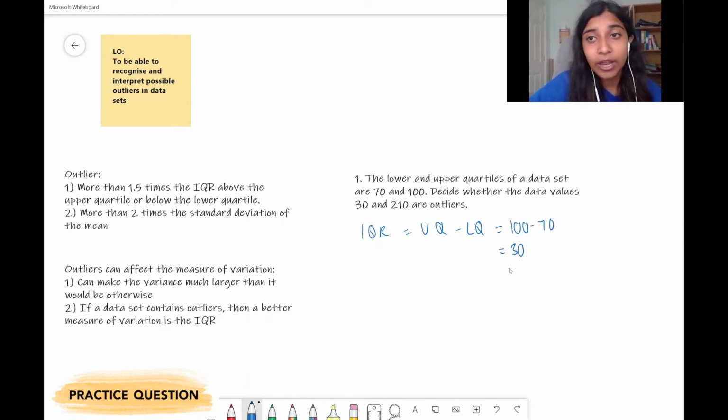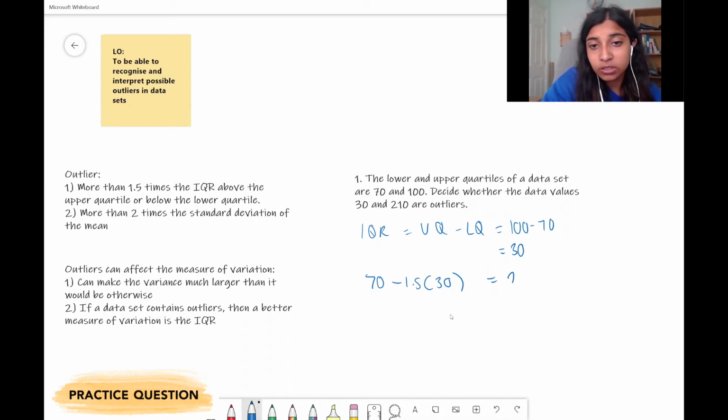Now we can work out our lower fence for outliers. That is the lower quartile, 70, minus 1.5 times the interquartile range, which is equal to 25. For the upper fence, we take the upper quartile and add 1.5 times the interquartile range, which is 30, giving 145.